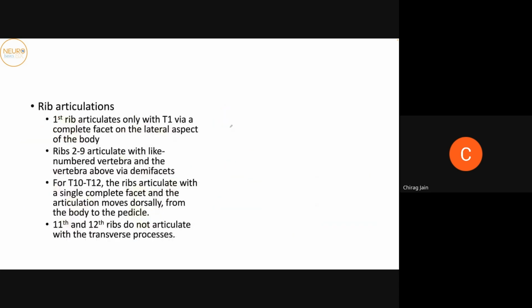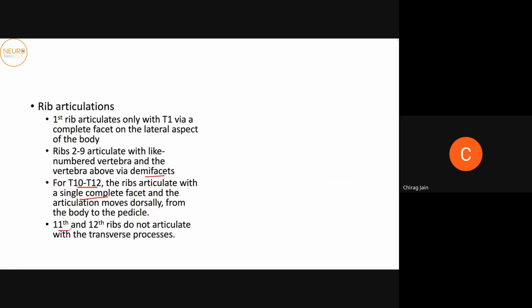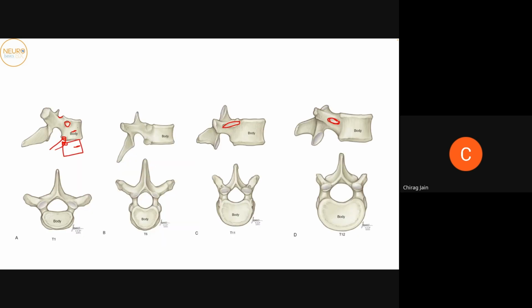So coming to the rib articulations, as we discussed, the first rib articulates only with T1 via a complete facet. Ribs 2 to 9 will articulate with demifacets, so they'll connect with two vertebrae as we discussed. For T10 to T12, they'll again connect with a single complete facet. And the articulation moves dorsally. It moves from the body to the pedicle. So as we see, it was on the body, and then as we move down, the articulation comes to lie on the pedicle. The 11th and 12th ribs do not connect with the transverse processes. The other ribs also have a facet on the transverse processes, which forms a costotransverse junction.